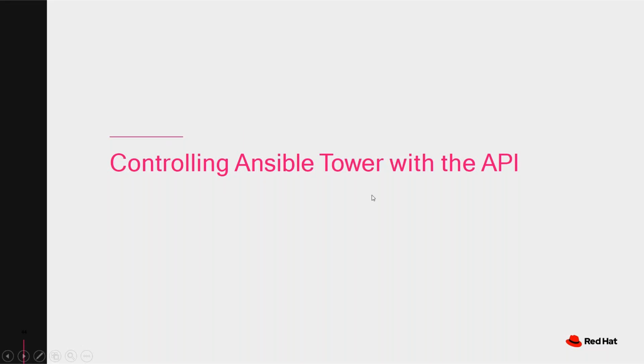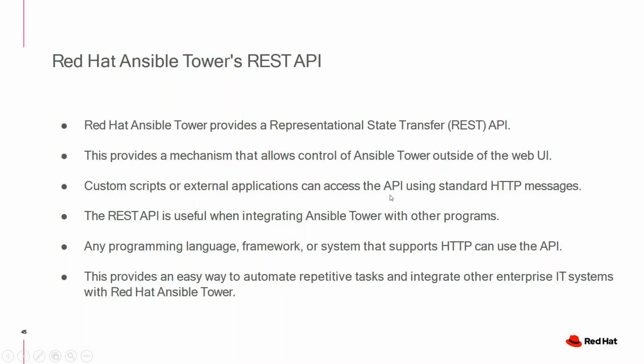Controlling Ansible Tower with the API, the Application Programming Interface. Red Hat Ansible Tower REST APIs. It helps to communicate in a secure way. Red Hat Ansible Tower provides a Representational State Transfer API, Application Programming Interface. This provides a mechanism that allows control of Ansible Tower outside of the web UI.